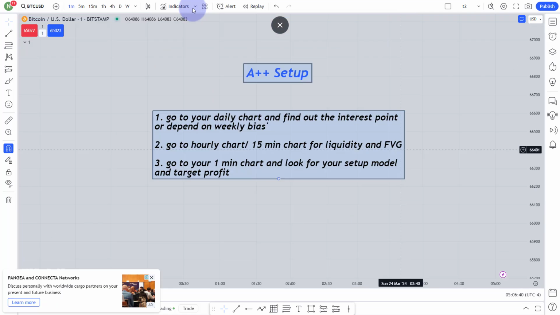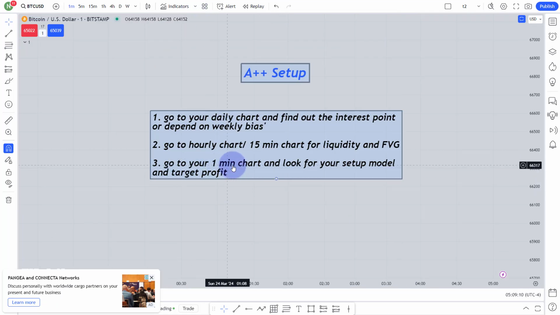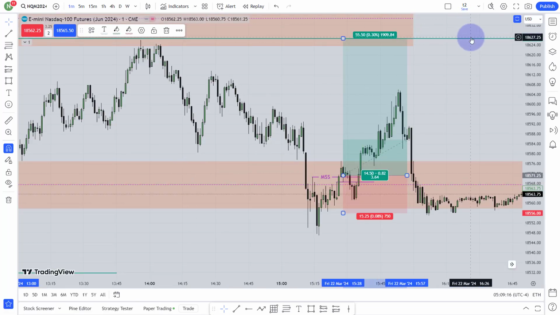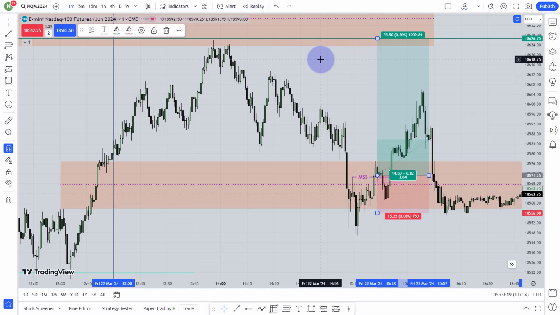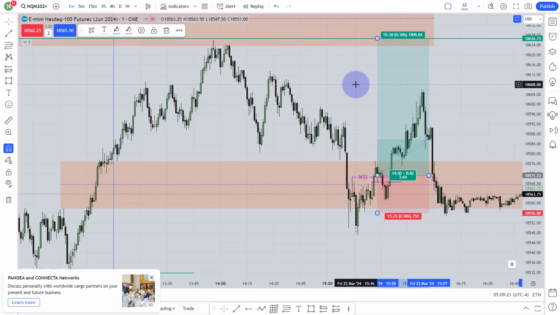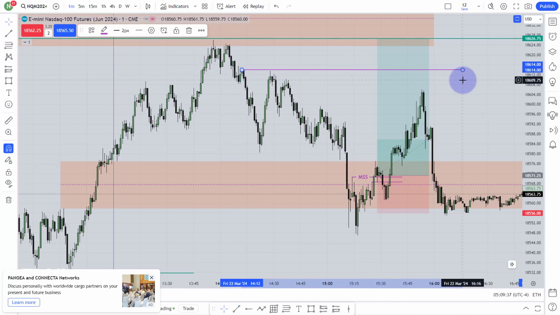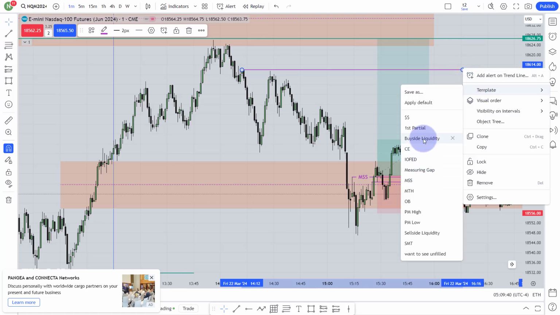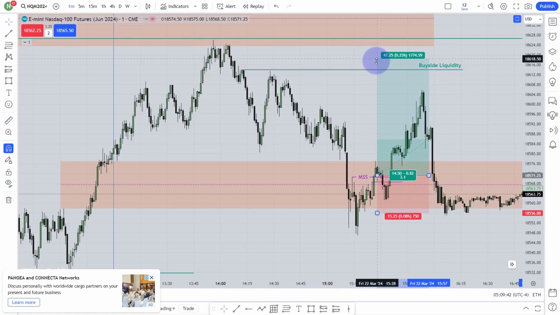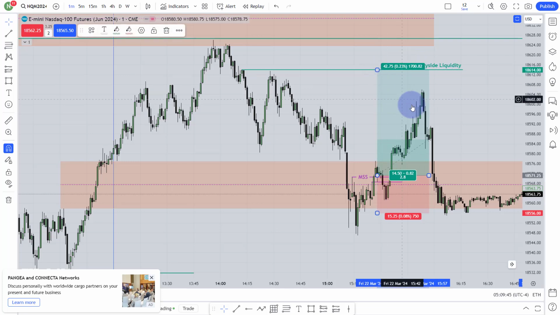What do I mean by that? Go to your 1 minute chart and look for your setup model and target profit. That means this 15-minute liquidity is an extreme liquidity. Never go for that extreme liquidity. Instead, look for some kind of relatively equal highs from your 1 minute chart. Over here you can see this swing high and that swing high. If I mark it over here, this is relatively equal highs from the 1 minute chart. So it's my buy side liquidity, and from the 1 minute chart I'm gonna hold my target over there.